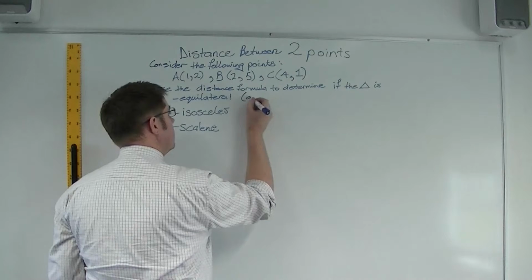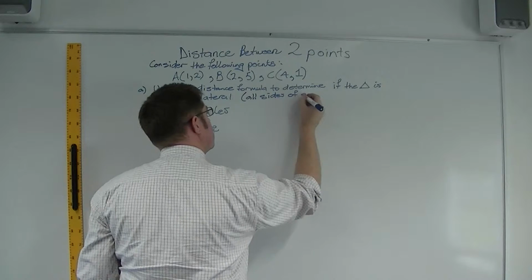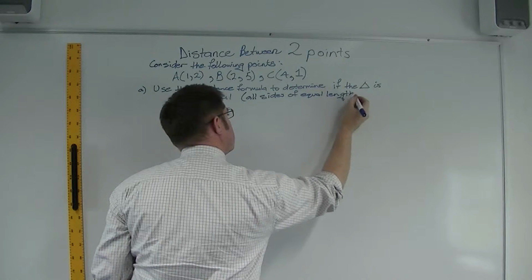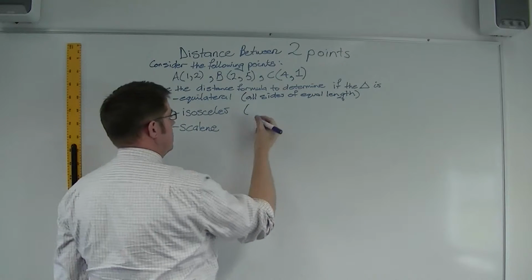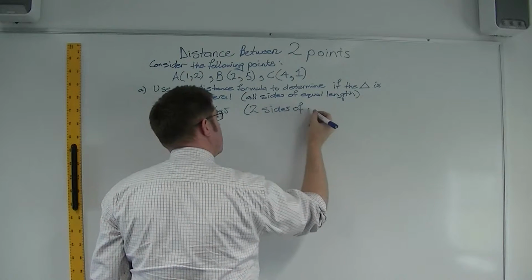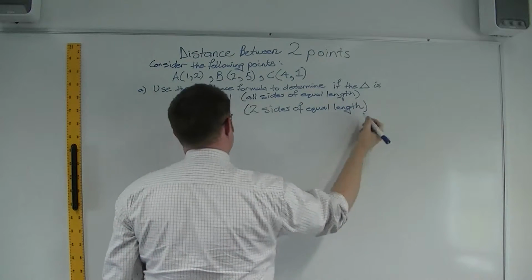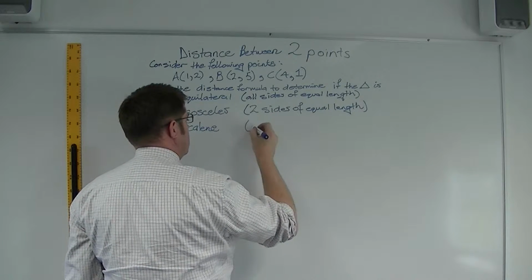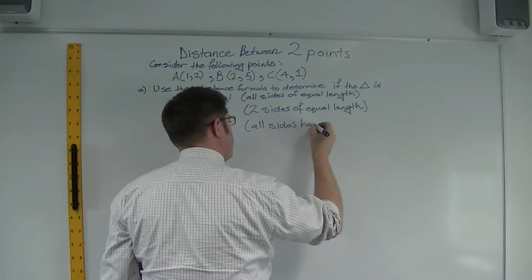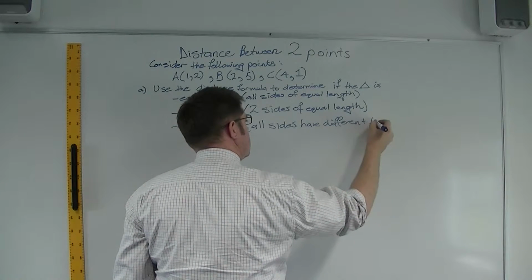Equilateral means all sides of equal length. Isosceles, two sides of equal length. And scalene, all sides have different length.